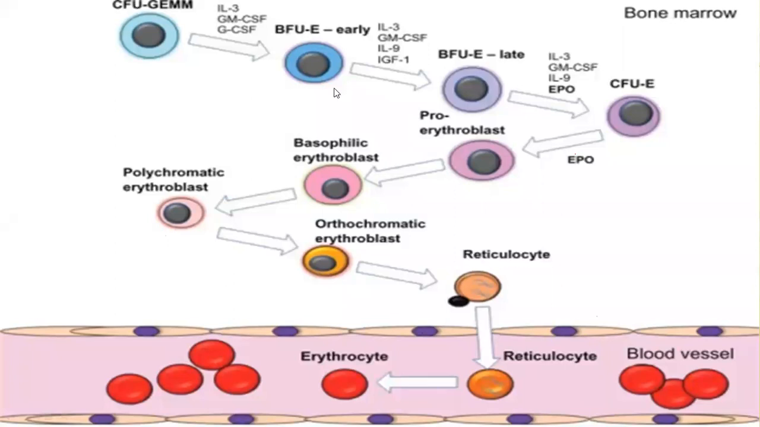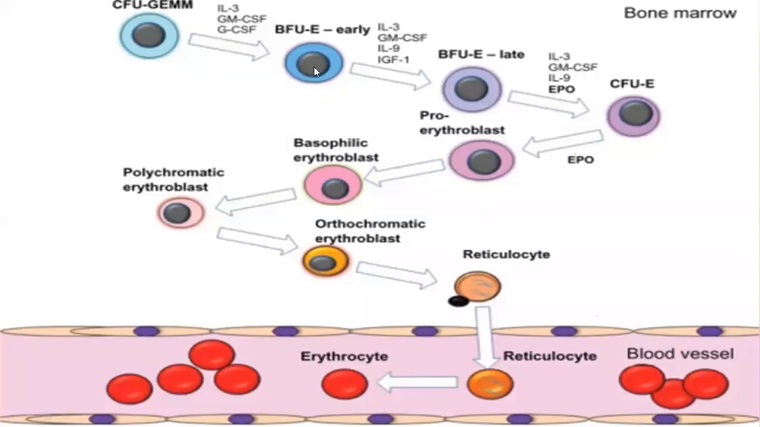So you have these three factors. You have interleukin 3, then you have granulocyte macrophage colony stimulating factor, then you have granulocyte colony stimulating factor. So these factors will go and bind to the receptors of the colony-forming unit, GEMM. Then this colony-forming unit, GEMM, will be differentiated into the BFU, the burst-forming unit.